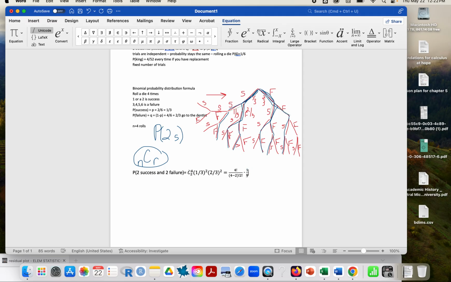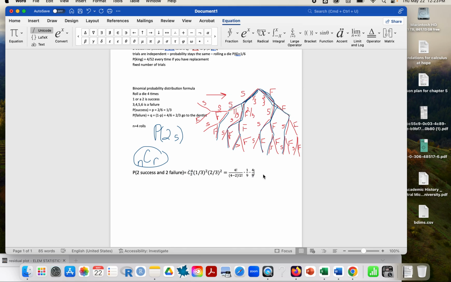And then my 2/3 squared will be 4/9. Now, the reason I'm doing all this is I'm going to try and show you that this 4 choose 2 is going to be the value that counts our number of paths. It's going to give us 6 paths that have 2 successes and 2 failures.